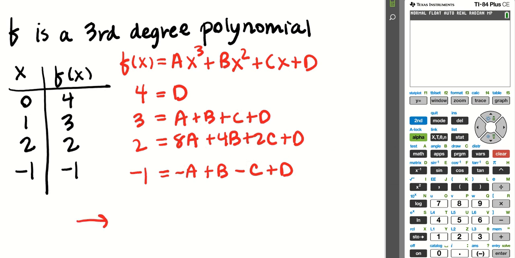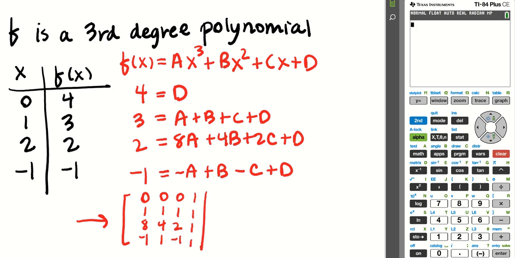We can turn this into an augmented matrix that we will want to row reduce. For A's we'll have 0, 1, 8, negative 1. For B's we'll have 0, 1, 4, 1. C's will have 0, 1, 2, negative 1. And for D's, I'll have all 1s. Then I'll augment this with 4, 3, 2, and negative 1. And so what we want to do is row reduce this matrix.